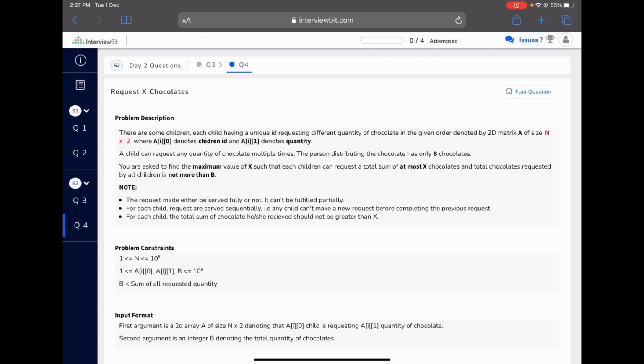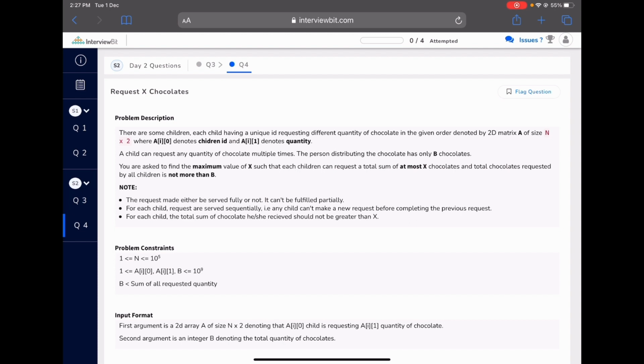There are some children, each child having a unique ID, requesting different quantities of chocolates in the given order, denoted by a 2D matrix A of size n cross 2, where A[i][0] denotes the child's ID and A[i][1] denotes the quantity. A child can request any quantity of chocolate multiple times. The person distributing the chocolate has only B chocolates. You're asked to find the maximum value of X such that each child can get at most X chocolates, and the total chocolates requested by all children is not more than B. And the request cannot be served partially.